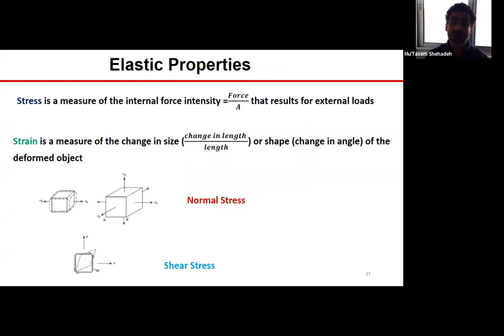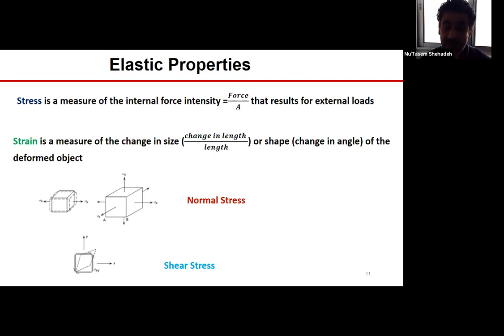So when we talk about elastic properties, we have to introduce two terms. The first term is stress. Stress is a measure of the internal force intensity that develops inside a solid material when an applied load is acting on it. This stress can be normal stress, which can cause elongation in the sample. So if you have a rubber band and you stretch it, you're applying a tensile load or normal stress on it that will cause its elongation.